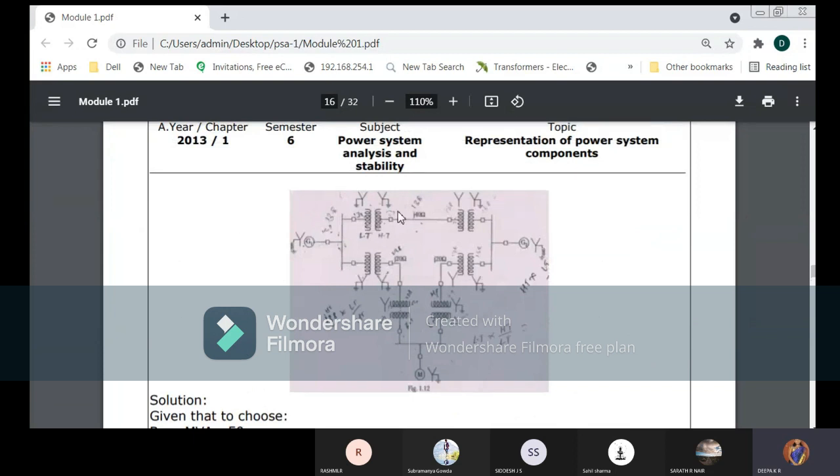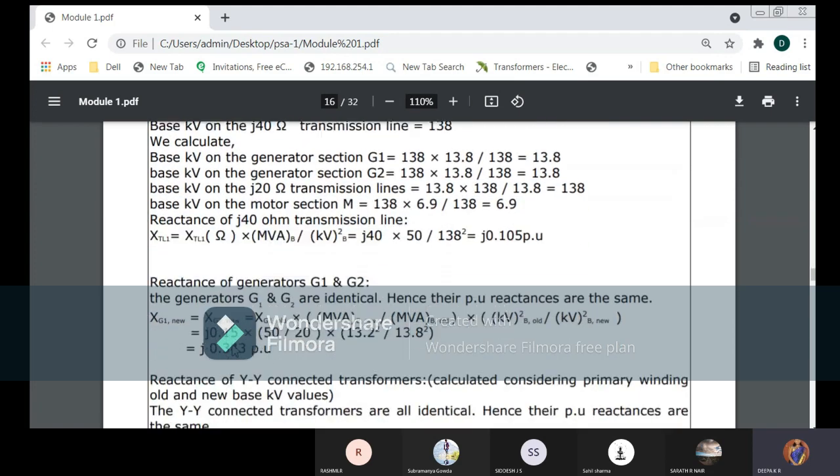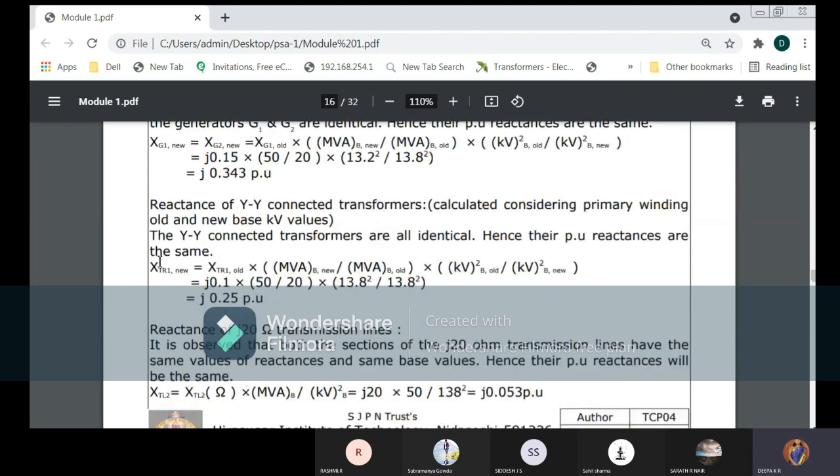We have 1, 2, 3, 4, 5, 6, but 4 transformers have the same configuration, star, which means they are identical. So you can see the value 13.8/138 for all the 4 transformers 1, 2, 3, 4. And again you have to find these 2 separately. Separately means these 2 are identical, you can calculate separately. So we'll go for the same for all the 4 transformers. See here, reactance of transformer 1 is equal to X old into MVA new by MVA old, kV base old squared by kV base new squared. So just go through the formula.